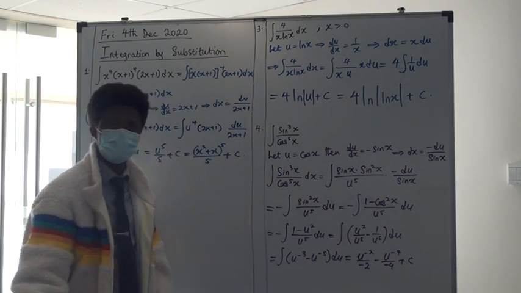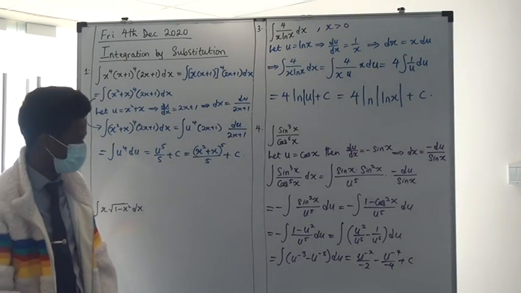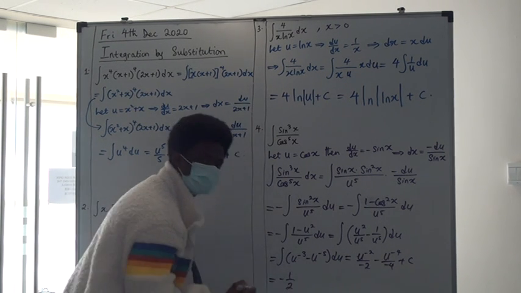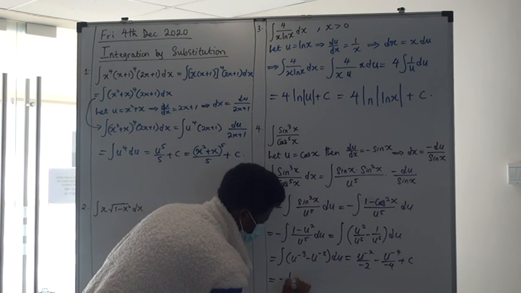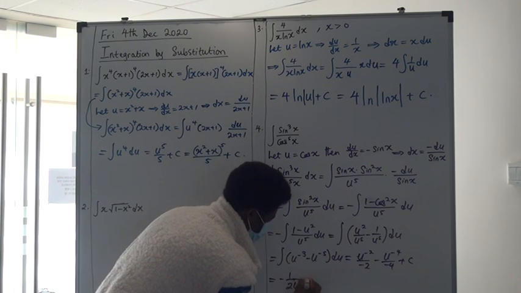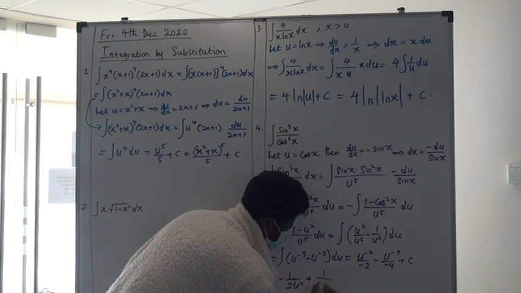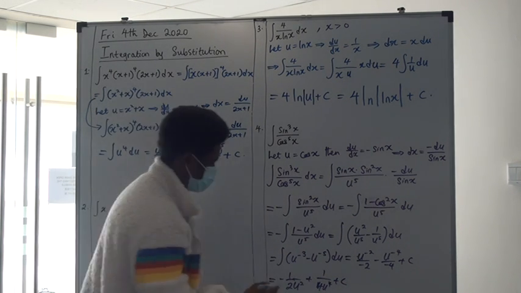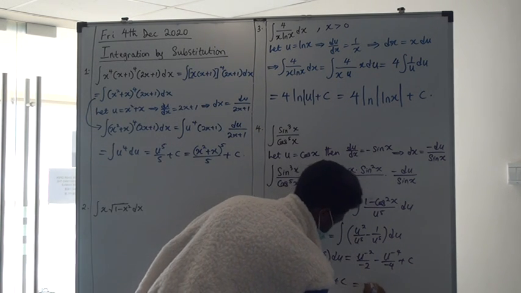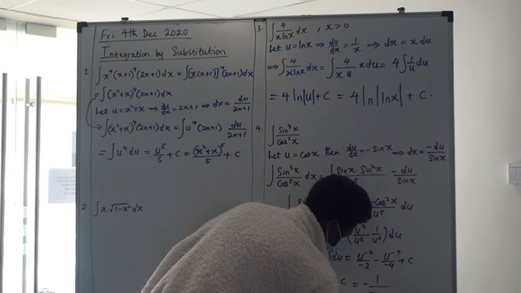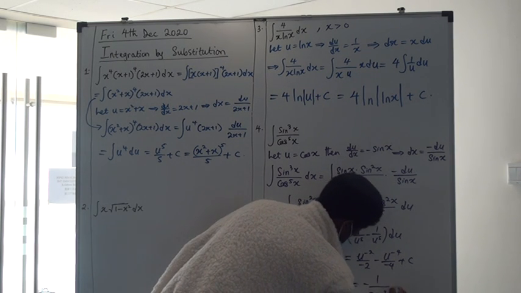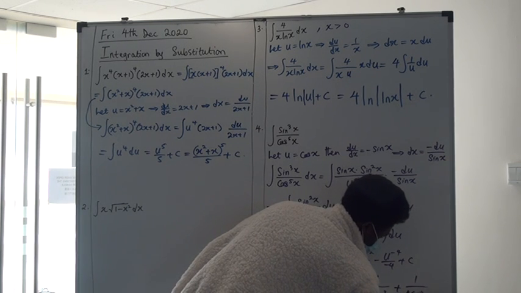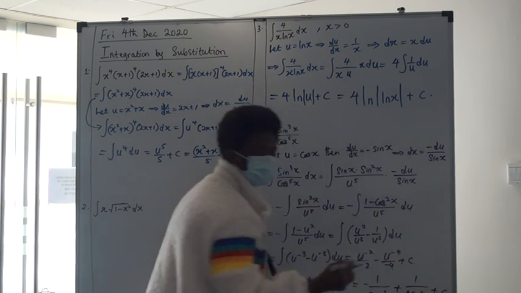Yes? So, minus 1 over 2u squared, yes? Plus 1 over 4u to the power 4, plus c. Then you substitute back. So this will be minus 1 over 2 cos squared x plus 1 over 4 cos to the power 4 x plus c.